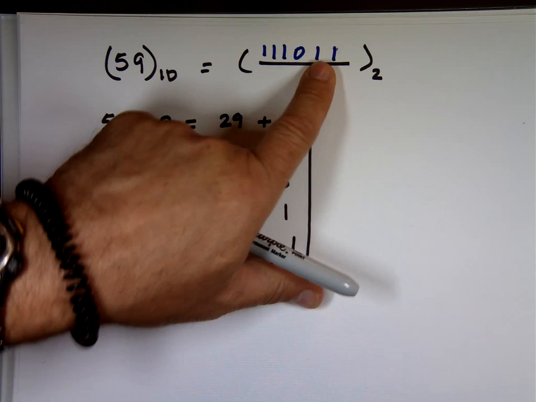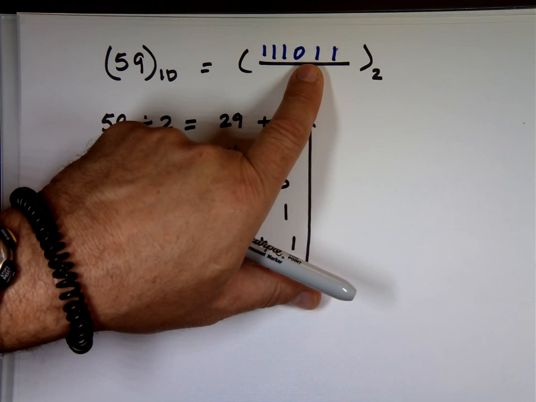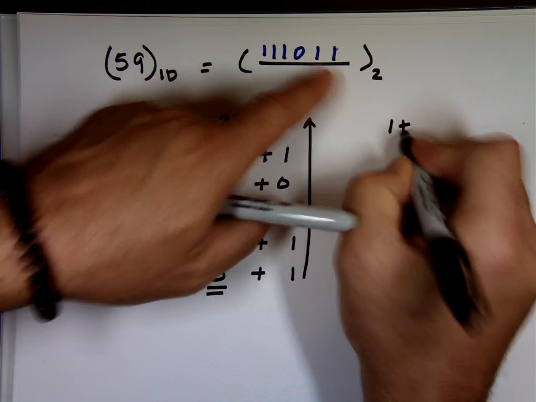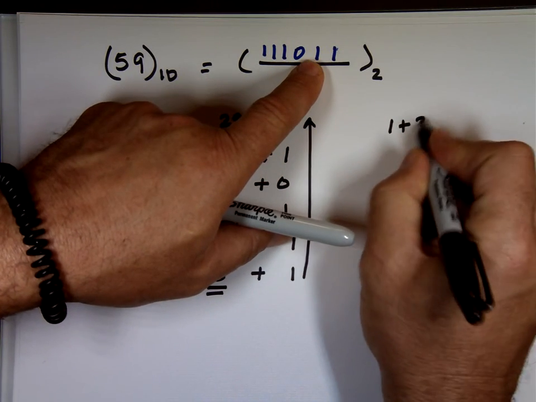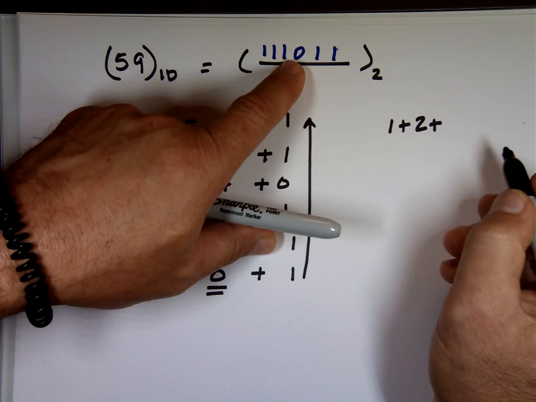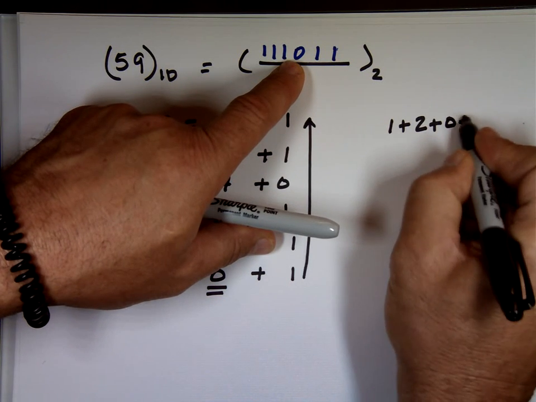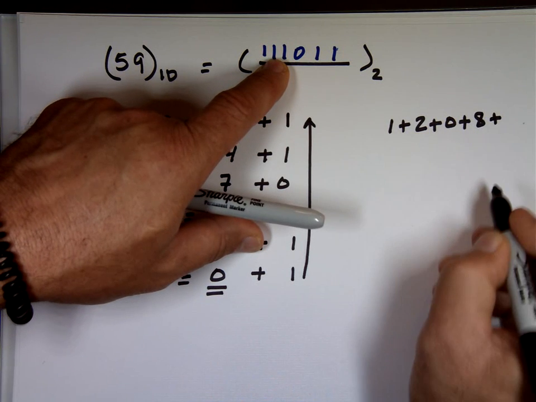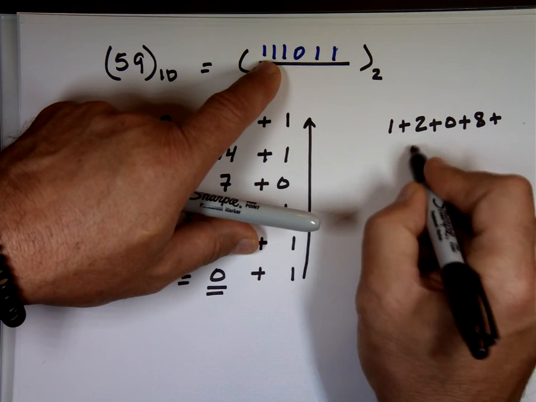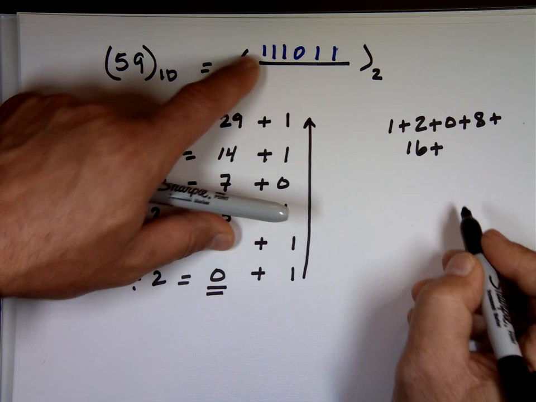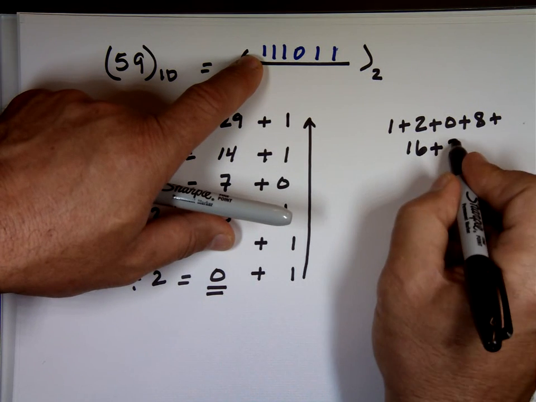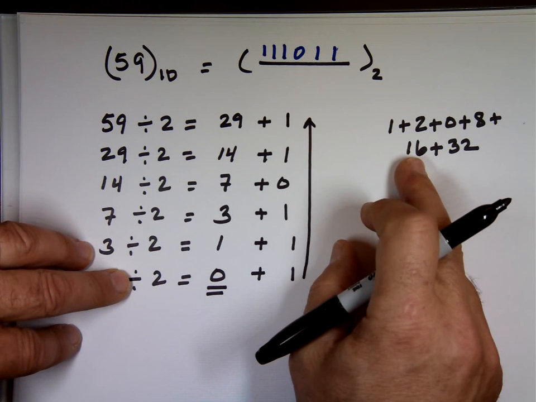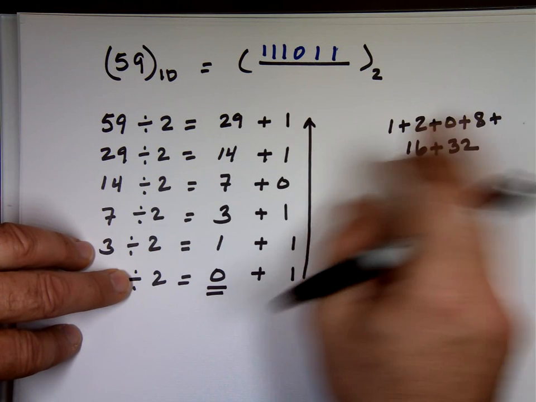Let's see if that's true. The weight of this is 1. 1 times 1 is 1. The weight of this is 2. 1 times 2 is 2. The weight of this is 4. 0 times 4 is 0. The weight of this is 8. 1 times 8 is 8. The weight of this is 16. 1 times 16 is 16. And the weight of this is what? 32 times 1 is 32. Does that add up to 59? 32, that's 48. 50, 58, 59.